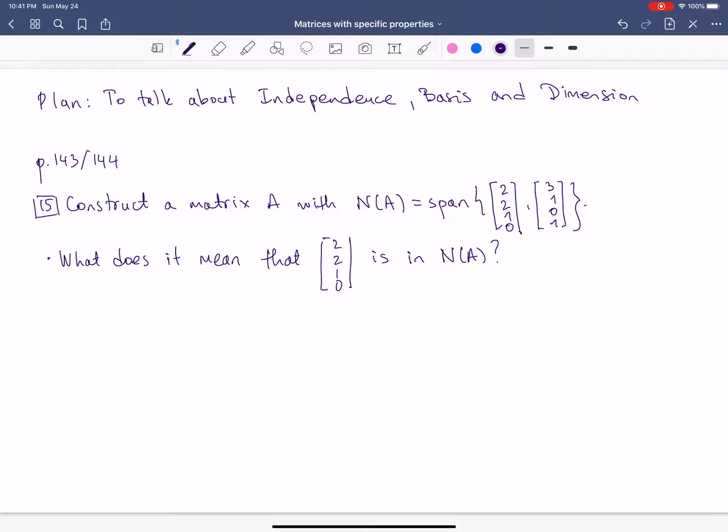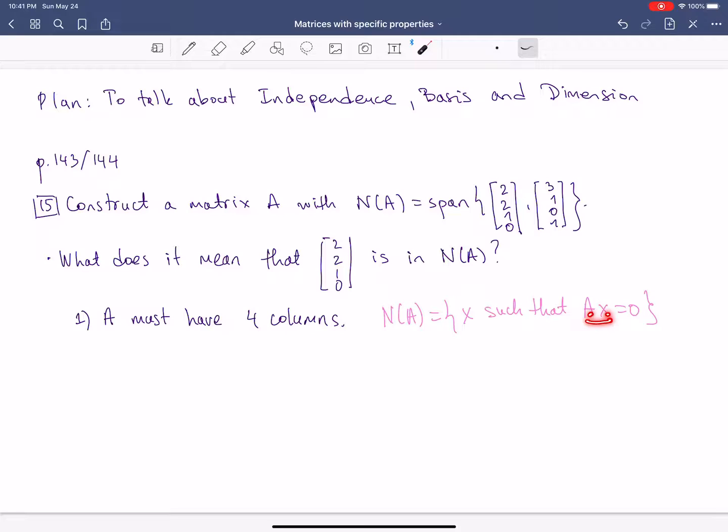Well, we can understand several things from here. First, A must have 4 columns. If you recall, the null space of A, by definition, was the set of all solutions X such that A times X is 0. So it solves this equation, A times X is 0. Well, what is A times X? It is a linear combination of the columns of A. What kind of linear combination? Well, the coefficients are all stored in X. So if this vector represents an X and it has 4 components, that means that A must have 4 columns.